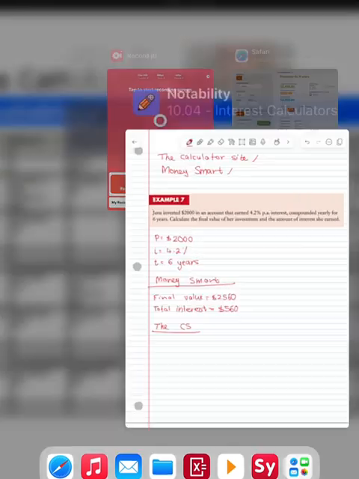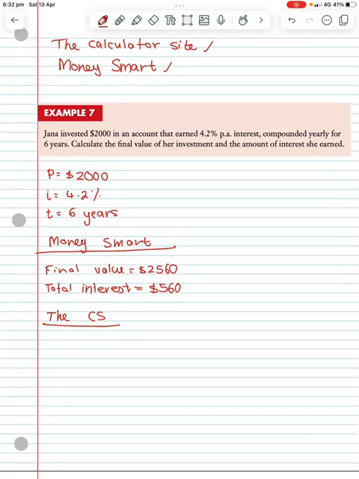If we go back to the calculator site, we'll say final value equals $2,559.98, and our total interest is going to equal $559.98. So I've just done that calculation twice using the online calculator.